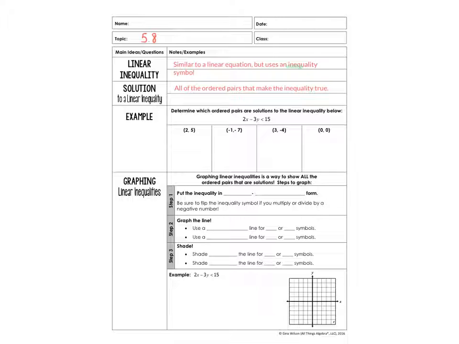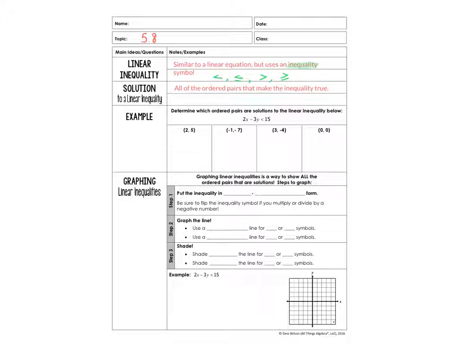Remember these inequality symbols that we talked about: less than or equal to, greater than, or greater than or equal to. And the solution to a linear equation, unlike an inequality, there's usually one solution or no solution or undefined. Linear inequality solution usually is all the ordered pairs that make the inequality true. So it could be many solutions, and we'll see that in our examples below.